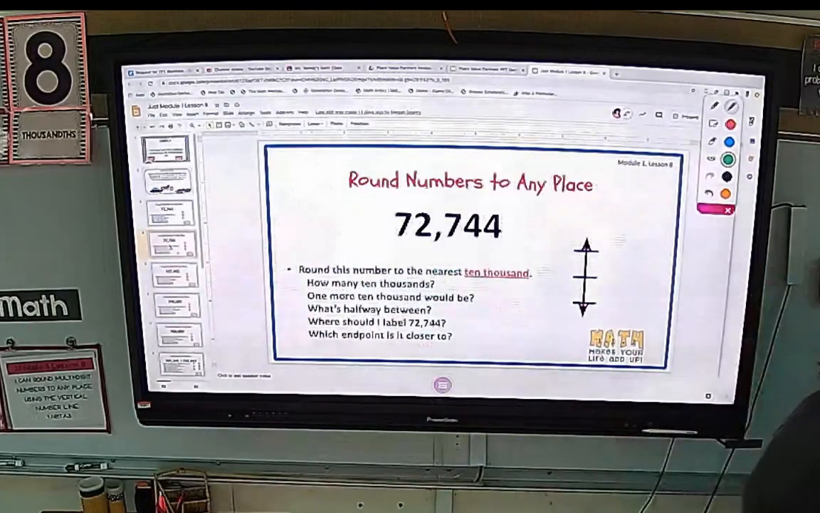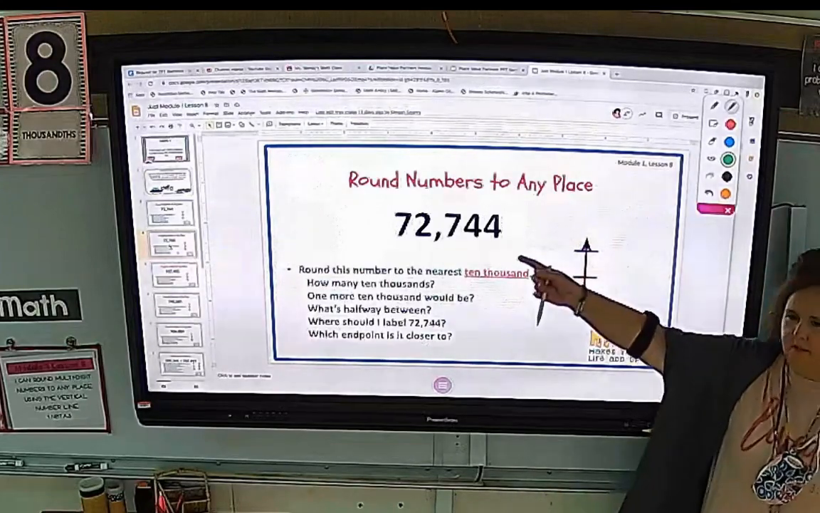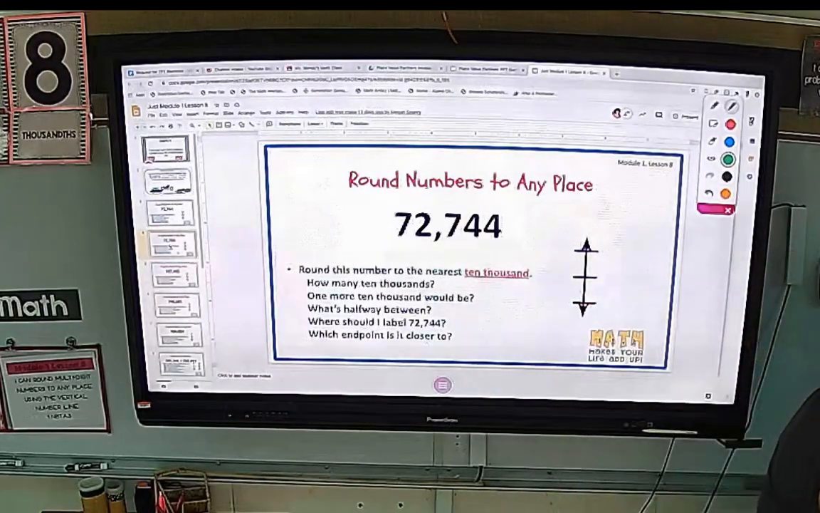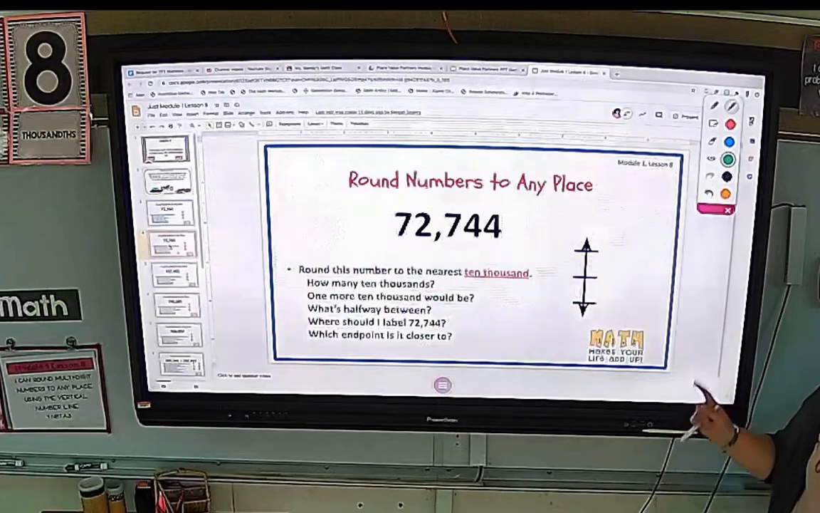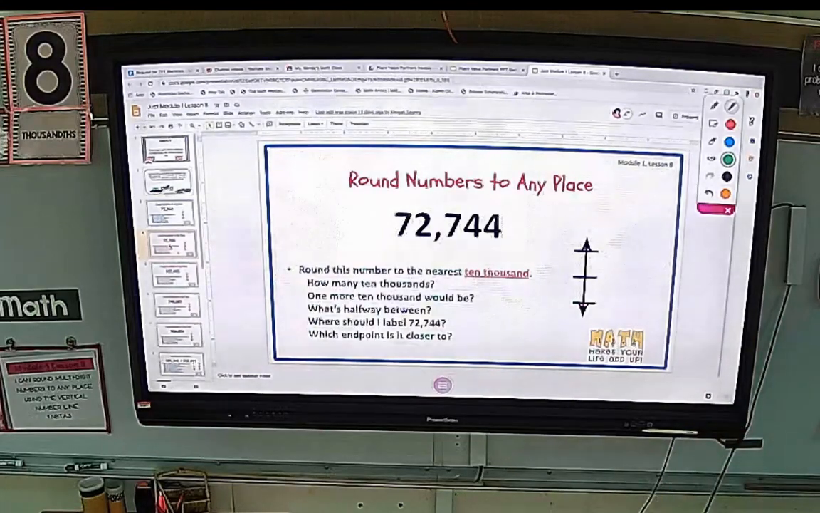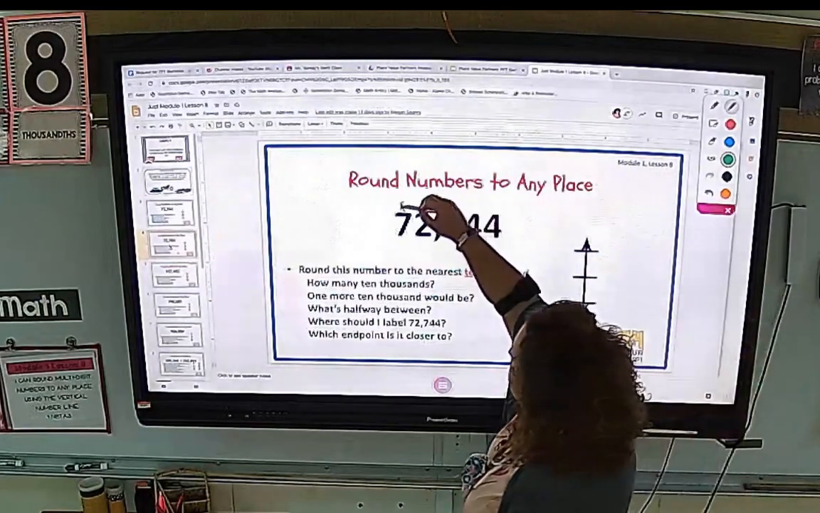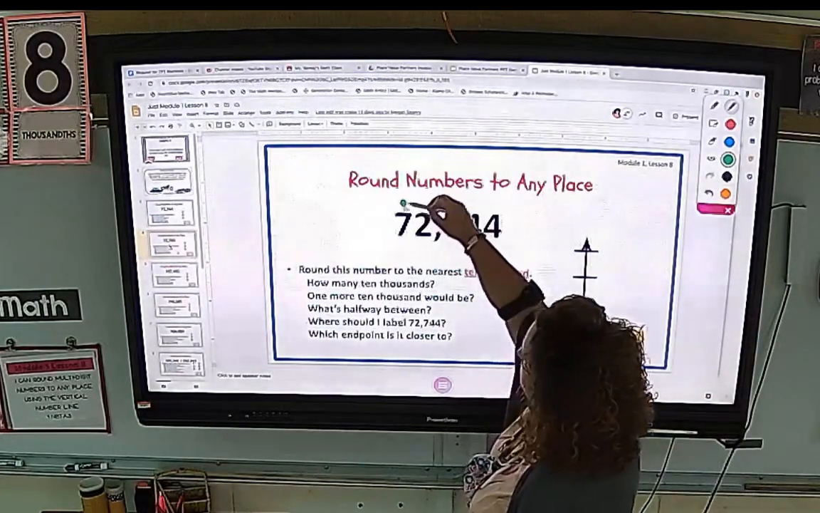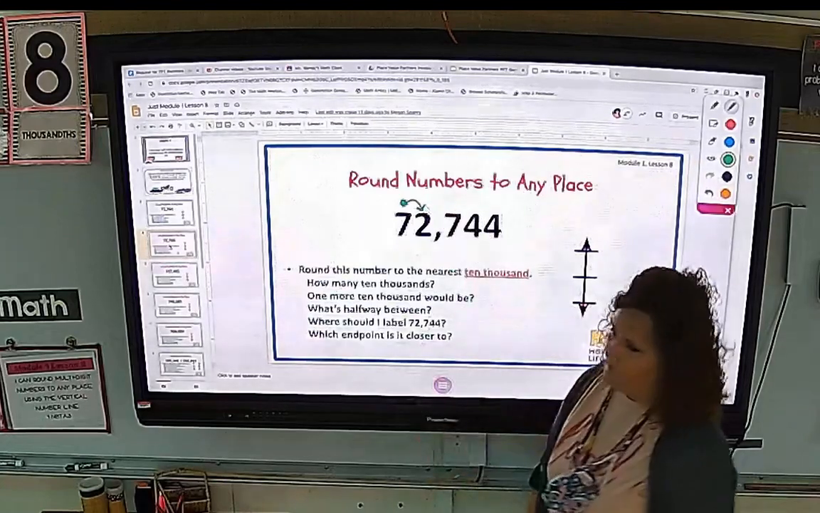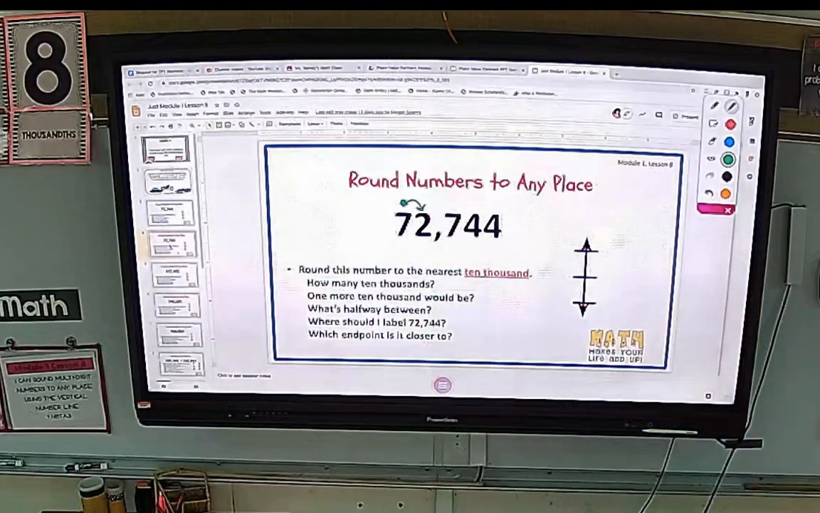Now, if you're thinking the slide did not change because that's the same number we just had, it did change. Something's different up here, but you've got to look closely to find it. What changed? You got to round to 10,000. So we're rounding to this place now. Okay, I want you to take a minute, write down the number, draw your number line, and try to work this problem.